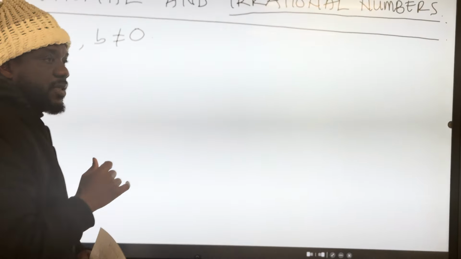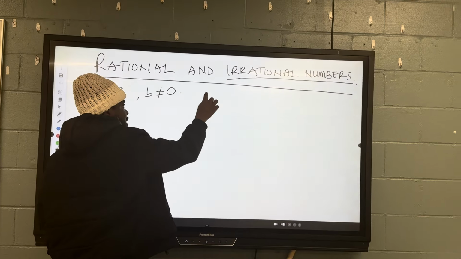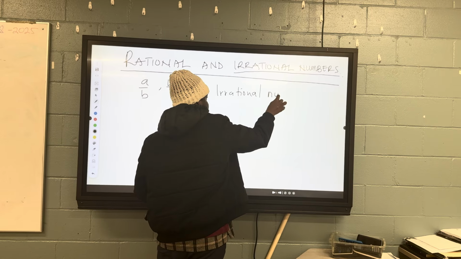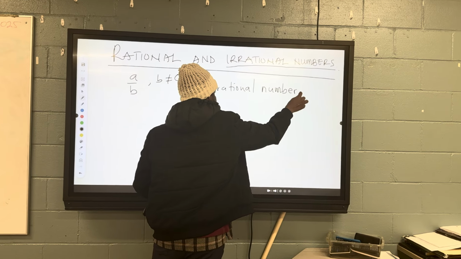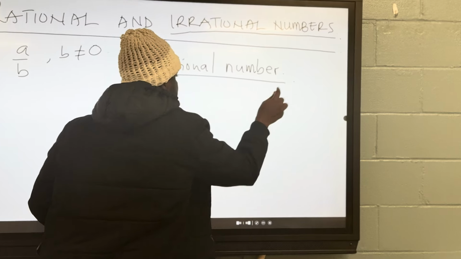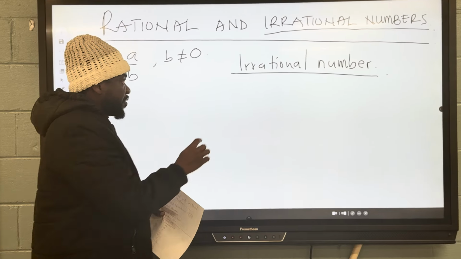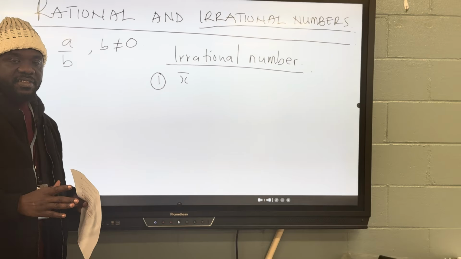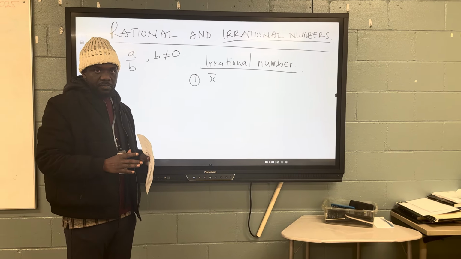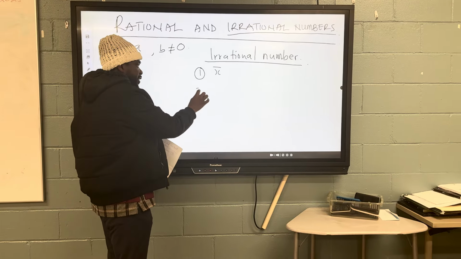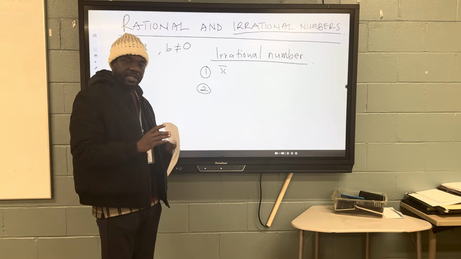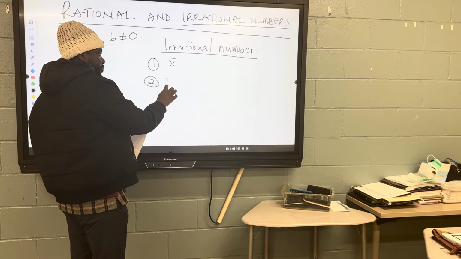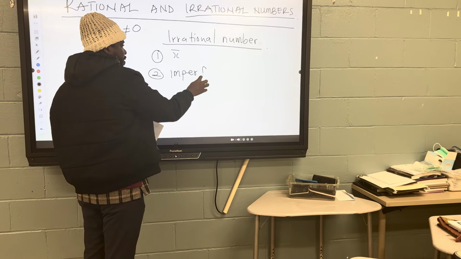Irrational numbers. Now, how do we know that a number is an irrational number? A number is said to be an irrational number, first, if that number is pi. If you see pi, it is an irrational number. And then the second thing we can look at is if the number is an imperfect square.